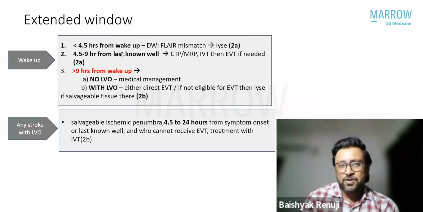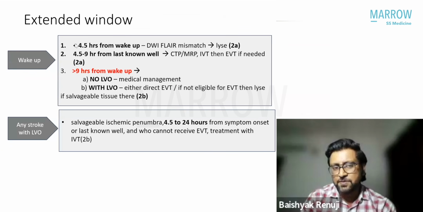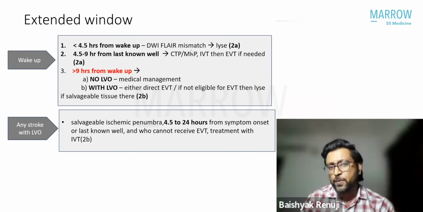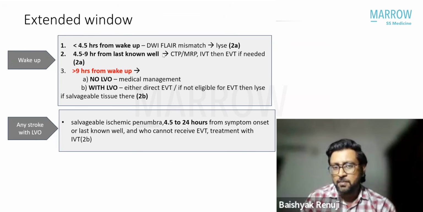Okay, so this is a summary of the extended window. If the patient comes within less than 4.5 hours of wake up, with a diffusion-FLAIR mismatch, you can lyse. For 4.5 to 9 hours from last known well, that is, if the patient came after 4.5 hours from wake up, then you need perfusion imaging. More than 9 hours from wake up, if no LVO, medical management. With LVO, whether it is wake up or non-wake up, you can offer EVT directly. If EVT is not eligible, then you can lyse.